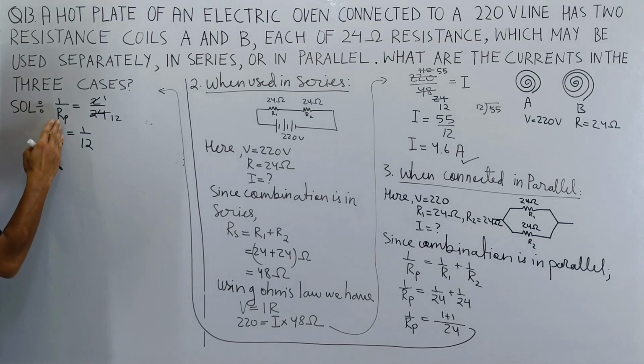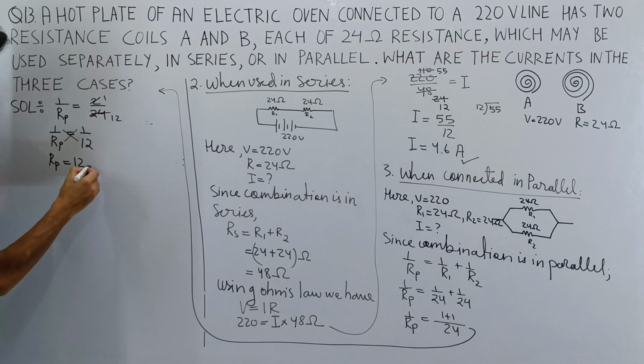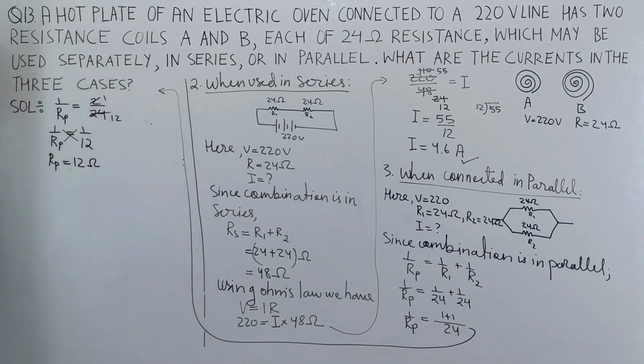If you do not write 1 by Rp, you will end your answer here, 1 by 12, which is wrong. Now you will go for cross multiplication. So Rp into 1 will give you Rp only, and 12 into 1 will give you 12. So this is the equivalent resistance.